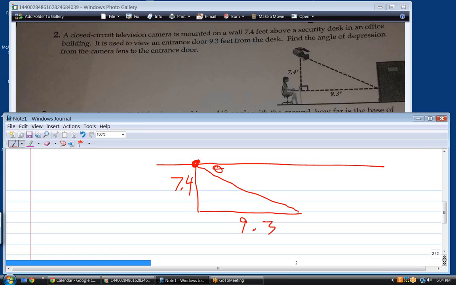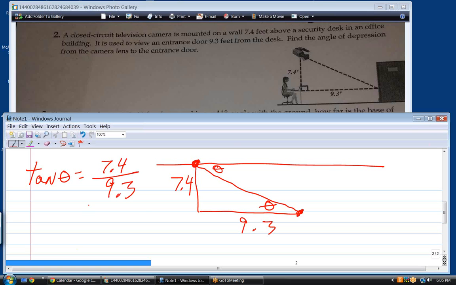Okay? The angle of depression is always the same as the angle of inclination. If you were down here looking up, this would be the angle of inclination. Same as the angle of depression as long as everything is parallel lines. And they are here. So again, to solve for this angle of depression, we have to solve for this theta here. What's my equation? It would be tangent of theta equals 7.4 over 9.3.